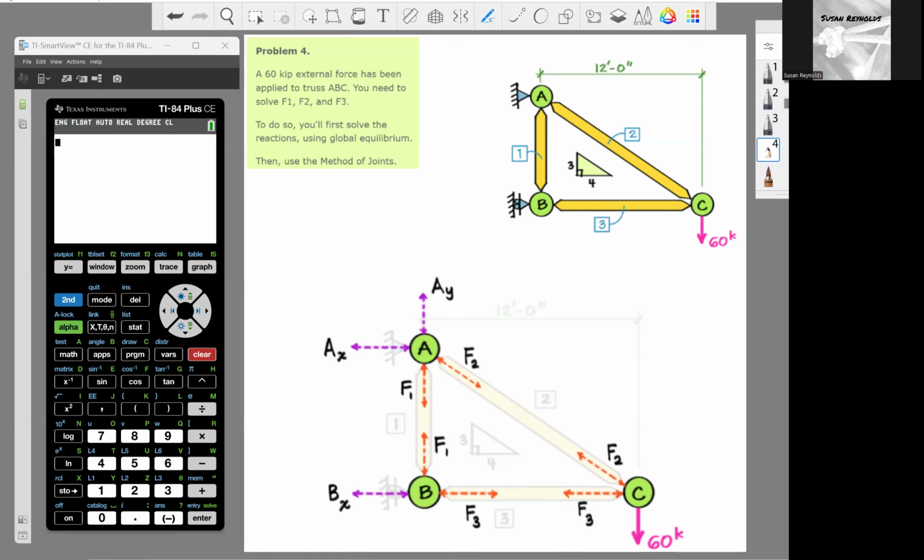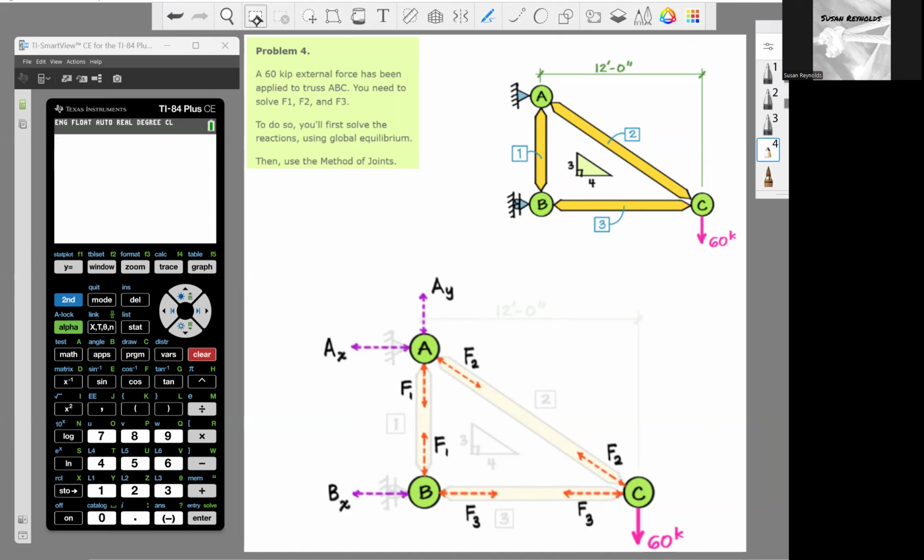So this is problem 4 of the truss unit on seeing structures. It says that we've got a 60 kip external force, there it is right there, and we need to solve internal forces in members 1, 2, and 3. It kind of gives you some hints about a way to approach this, so we are going to basically do what the instructions said.